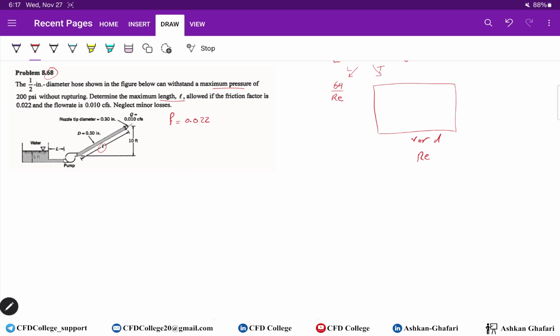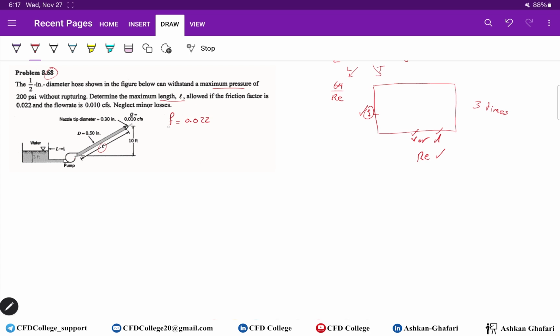This results in a confusion, because we can't measure f, can't find f. So in that case, you have to assume a value for f, solve the problem, and find the velocity or diameter, whichever is the unknown parameter. Then you should calculate the Reynolds number and recalculate f using this diagram, and then solve the problem again and again. But mostly 3 times is okay in these types of problems.